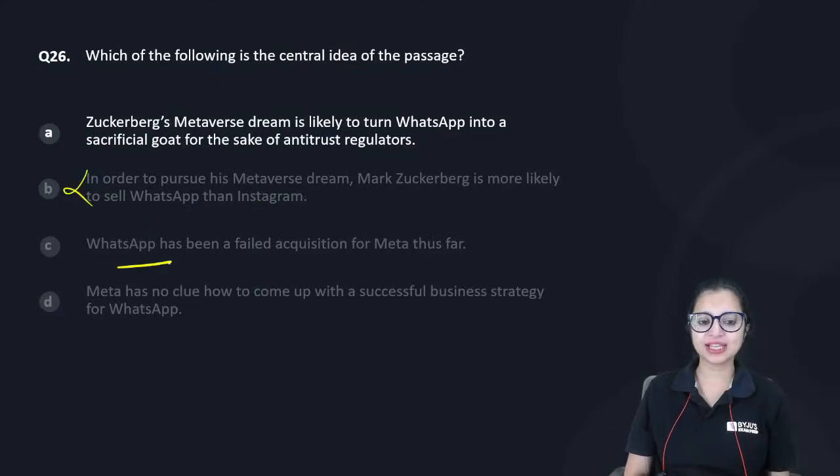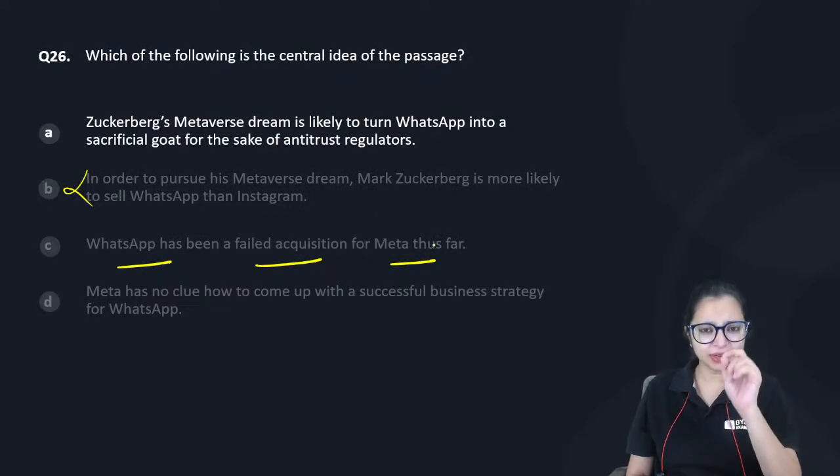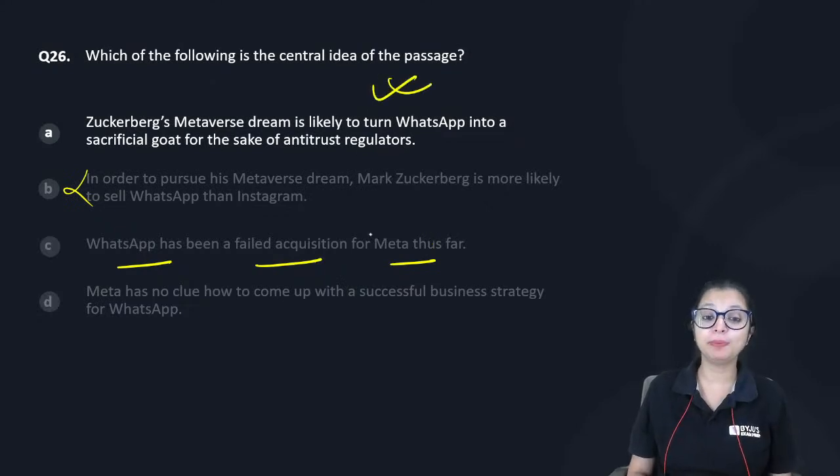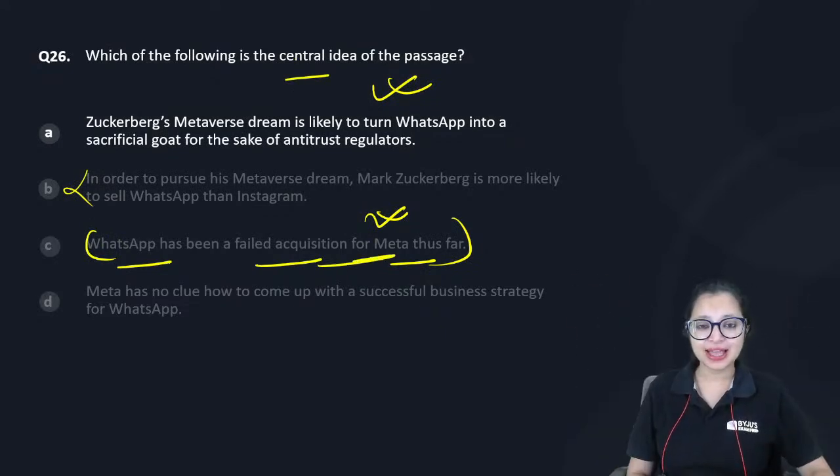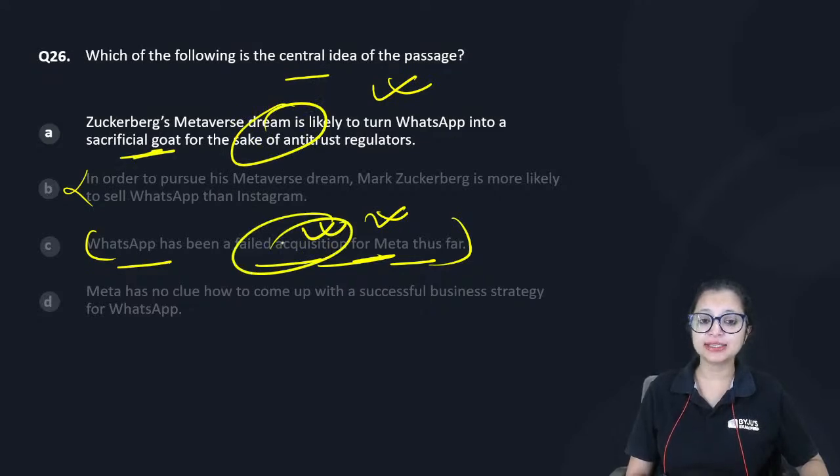Wrong. WhatsApp has been a failed acquisition for Meta thus far? Yes. But does it link to Zuckerberg's dream of metaverse? It doesn't. Jab tak, dekho, this is a broader picture than this is. This is narrower one. Remember, central idea has to be broader, bigger picture. This is narrow. This cannot be our answer. It needs to be more detailed. This is a subset of this. ये जो sacrificial goat है, ये इसीलिए तो है कि वो failed acquisition है. It's a subset of A. And that's why C cannot be an answer.